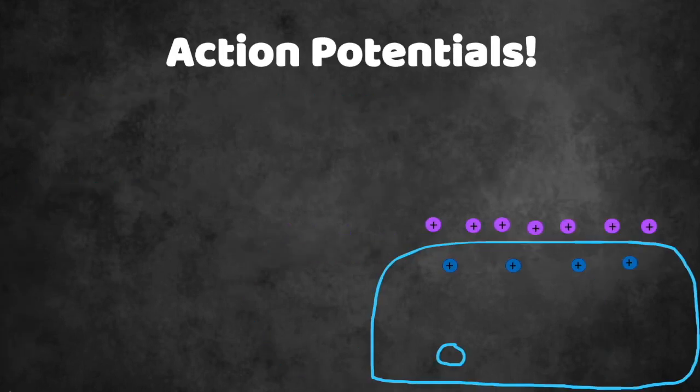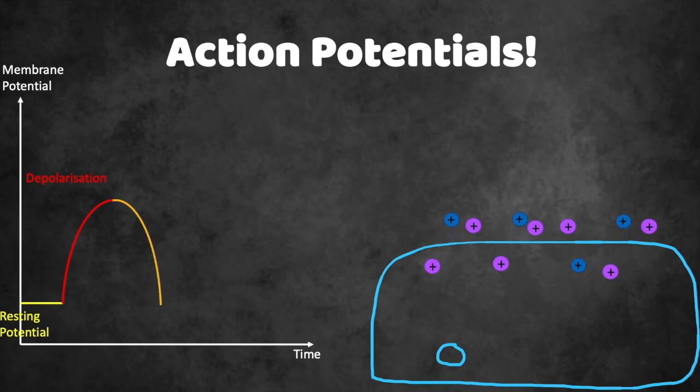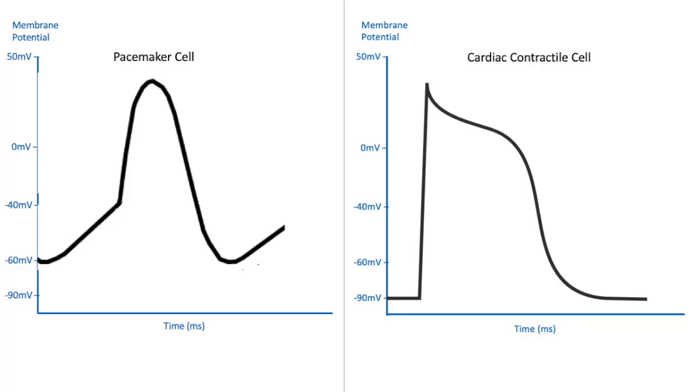Action potentials can be understood visually by plotting membrane potential on the y-axis and time on the x-axis. When positive charge enters the cell, membrane potential goes up. We call this depolarization. When positive charge leaves the cell, membrane potential goes down. We call this repolarization. The shape of an action potential on this type of graph is distinct to the type of cell, as different cells have different forms of ion movement depending on their function.